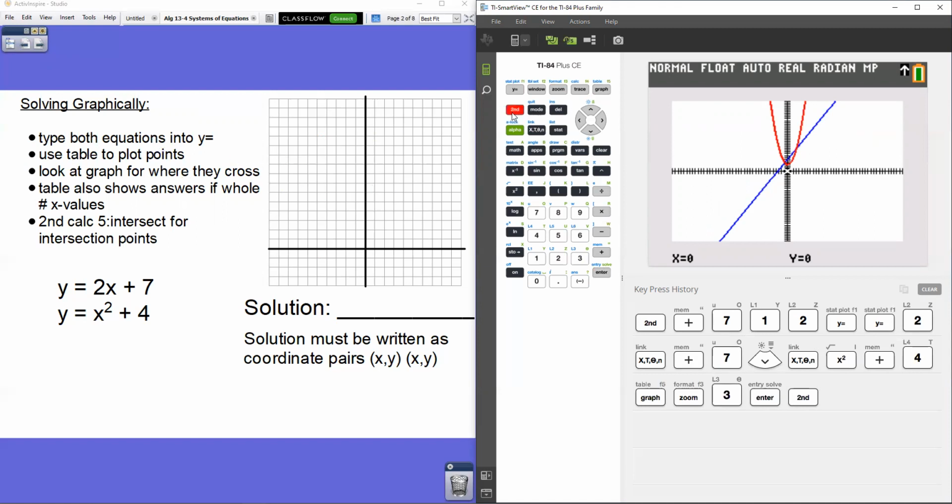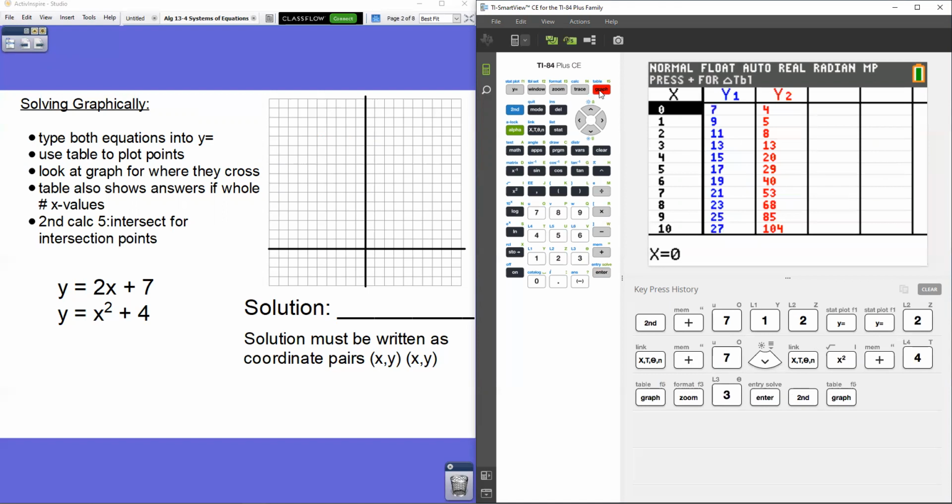So second button, and then remember your table button is in that upper right-hand corner. So second and table, and we're given the coordinates. Now it does both equations at the same time. So you just have to plot one and plot the other. Let's plot the line first.